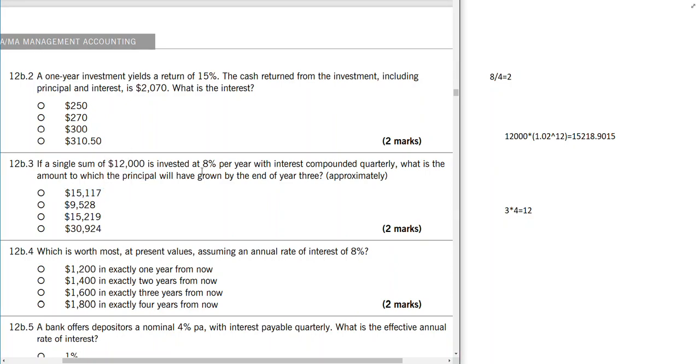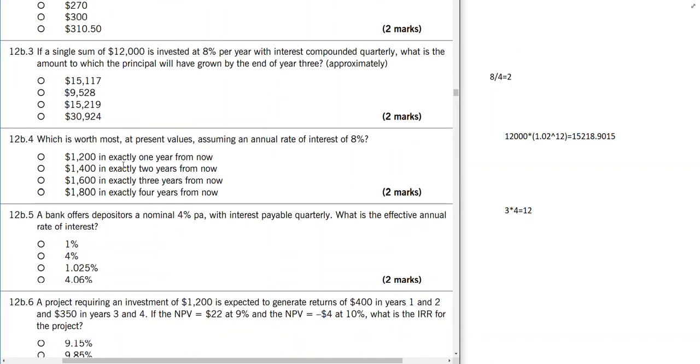They said, what will be the total amount? What is worth more at present values, assuming an annual rate of interest of 8%? 1,200 in exactly 1 year, 1,400 in 2 years, 1,600 in 3 years, 1,800 in 4 years. You wouldn't know it without calculation, so let's calculate each of them.